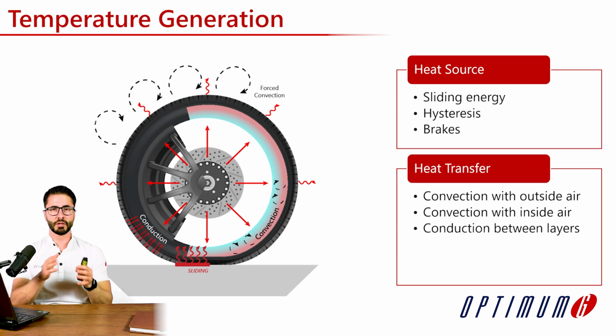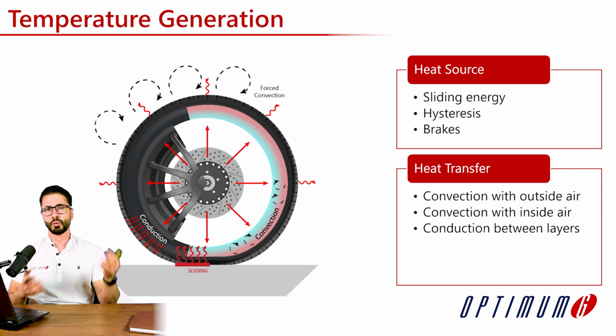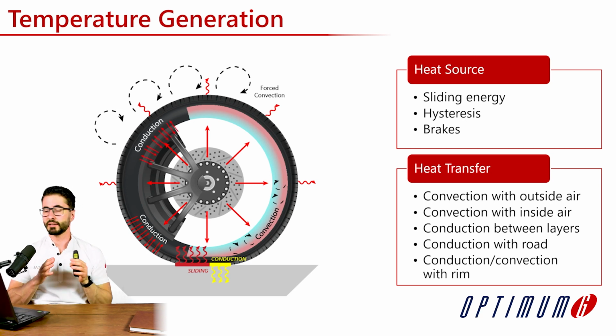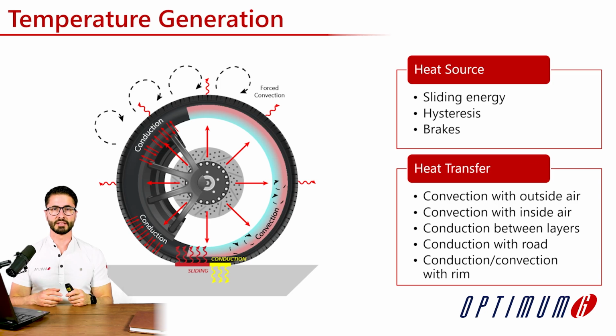We have conduction between the different layers. So even though, for example, the sliding energy is coming through the surface of the tire, it will be conducting through the different layers all the way to the carcass or inner liner. And the opposite is the same. If the carcass is getting more temperature from the brakes, for example, it will also make the surface warmer. We have conduction with the road. So typically the tire is losing temperature to the road. And we will also have conduction and convection with the rim, being the sidewalls touching the rim or the rim in contact with the inside air.